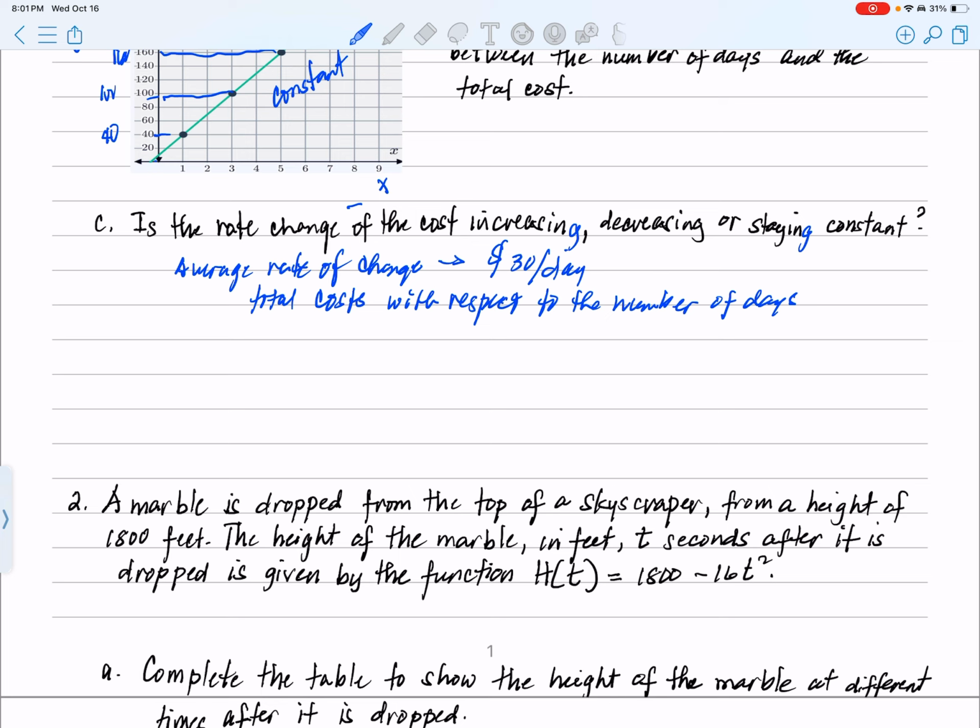So for each additional day, of course the total cost will also increase by the constant amount of $30. So that means the total cost increases with respect to the number of days. So the more number of days, the more the total cost will increase. All right, let's have a problem here.